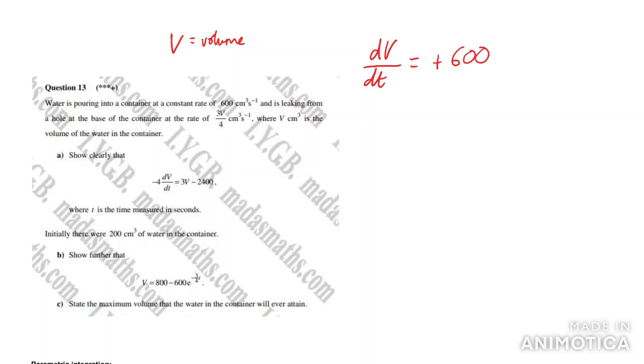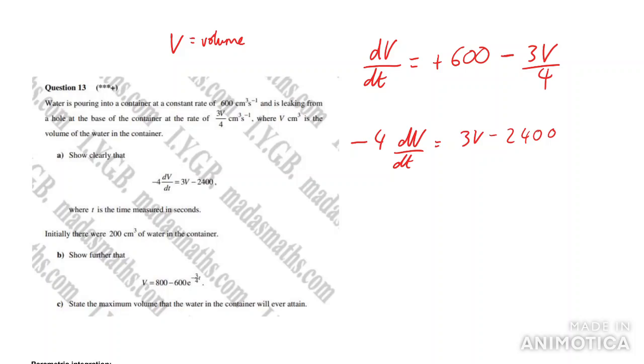And leaking from a hole at the base of the container at the rate, so leaking, i.e. going out, so we've also got minus 3V over 4. Okay. And so we've translated that, and then all we want to do is rearrange it to the form they want. So multiply both sides by minus 4, we get minus 4 dV/dt equals 3V minus 2,400, like they want.